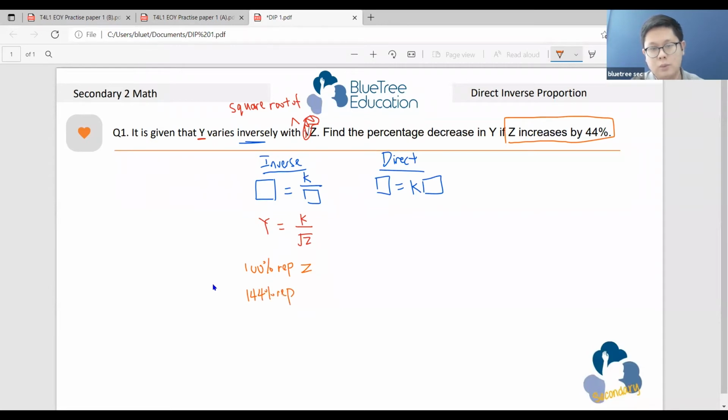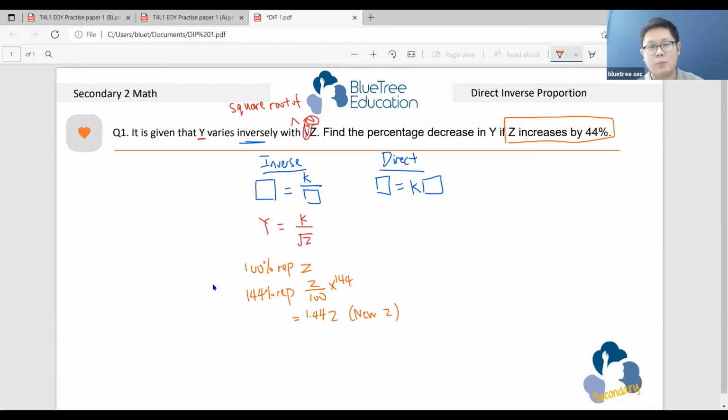Okay, so I'm going to do a little bit of shortcut here. First is dividing by 100. z divided by 100, that is to find 1%. And then if you times 144, that will make it become 144%. So you can leave it in fraction or you can leave it in decimal. Personally, I would prefer decimal. So I'll get 1.44z, and this is going to be the new value of z. Original one was just z, so now it becomes 1.44z.